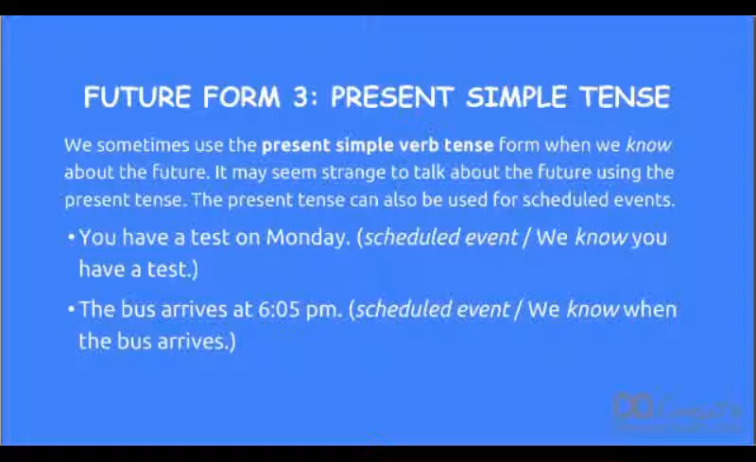You have a test on Monday. This is a scheduled event, and we know you have a test. So we use the present simple tense, you have. The bus arrives at 6:05 p.m. This is also a scheduled event. We know exactly when the bus arrives. So again, we use the present simple tense. The bus arrives. In this case, we have to change the ending of the verb arrives because of the subject, the bus.